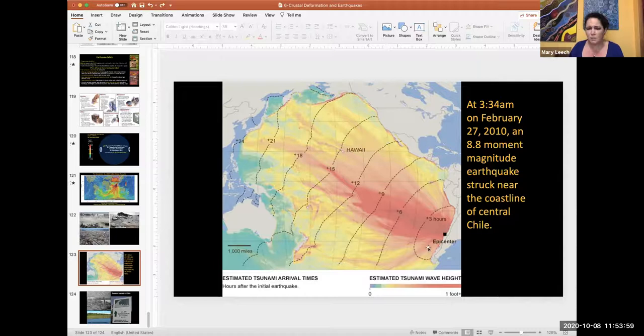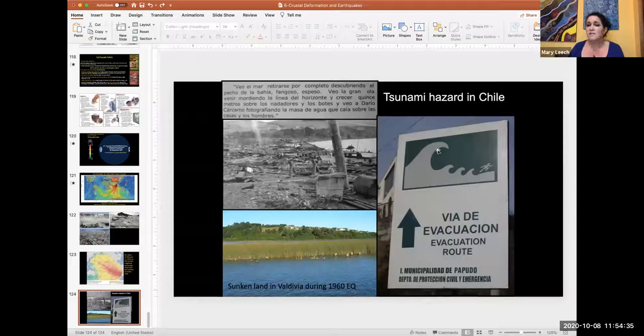This is how long it took: 3 hours, 6 hours, 9 hours, 12 hours, 15 hours later, the tsunami hit Hawaii. And it wasn't until 24 hours later that it reached Japan. So it can take a long time after you hear in the news that there was an earthquake for the tsunami to arrive. So be careful if you hear about a Japanese earthquake and a tsunami coming. It's not necessarily smart to run down to the beach and look, because there could be a tsunami wave coming. There are signs like this on our coast.